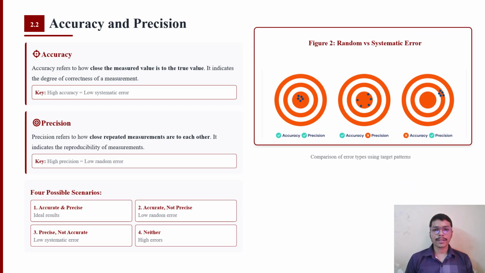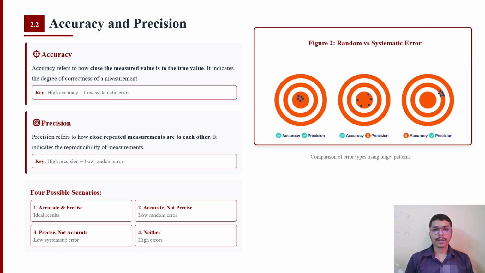Now, let us understand two very important terms, accuracy and precision. Accuracy refers to how close the measured value is to the true value. If the result is very close to the correct value, accuracy is high. High accuracy means low systematic error. Precision refers to how close repeated measurements are to each other. If repeated readings are almost the same, precision is high. High precision means low random error.